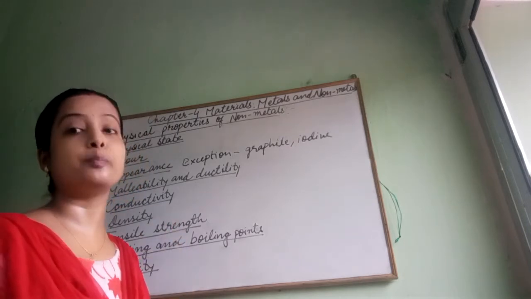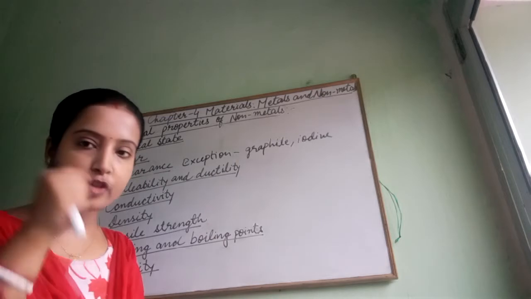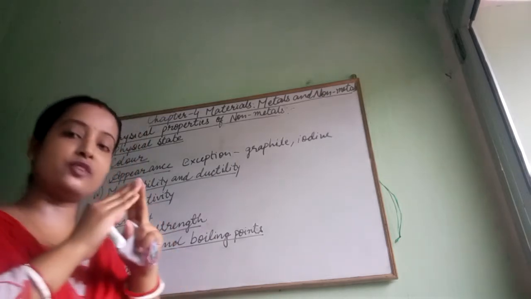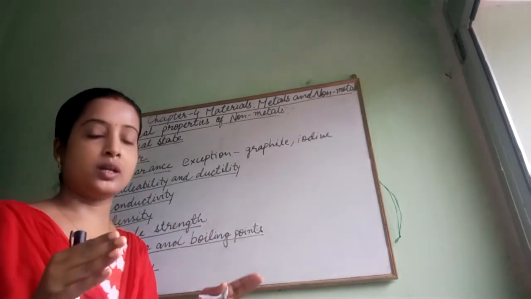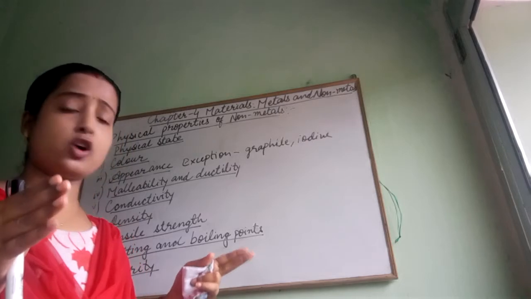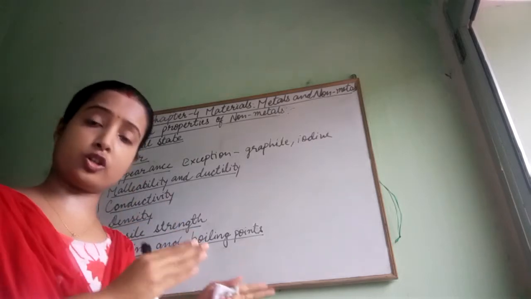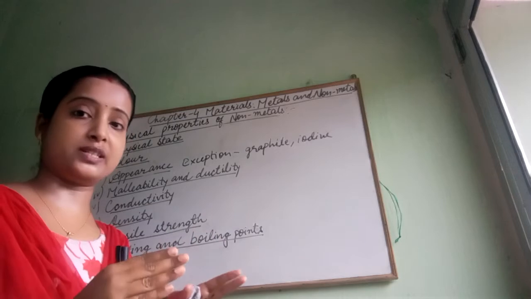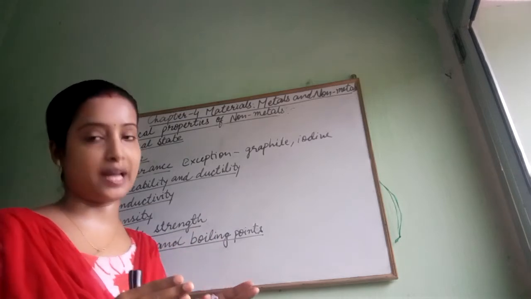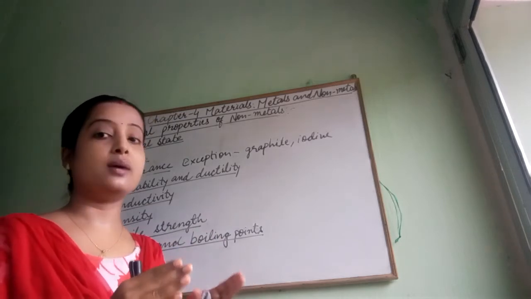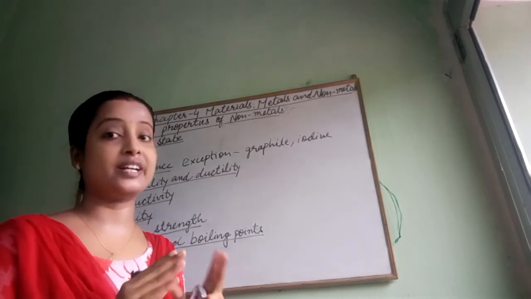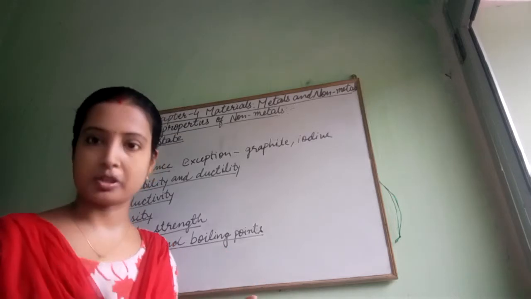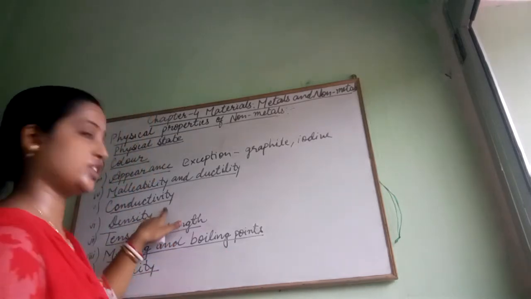Rather, they are brittle. Brittle means if you hammer them, they will break into pieces. They will not be drawn into thin sheets or thin wires. Instead, they break down into pieces. That's why they are brittle in texture, but non-malleable and non-ductile. Which ones? Yes, non-metals.